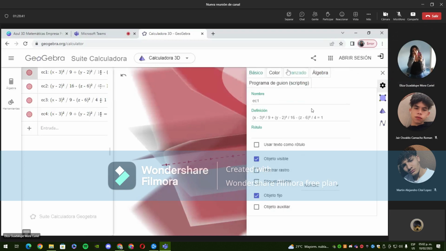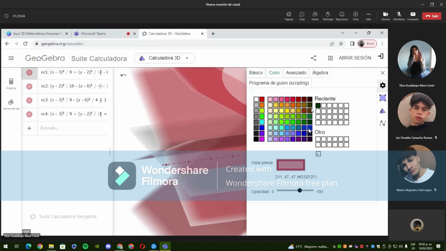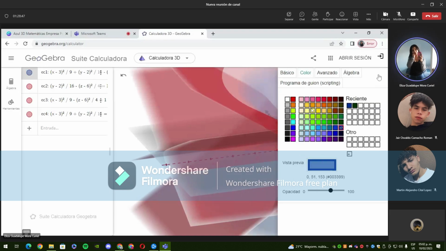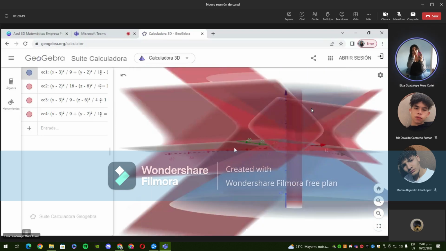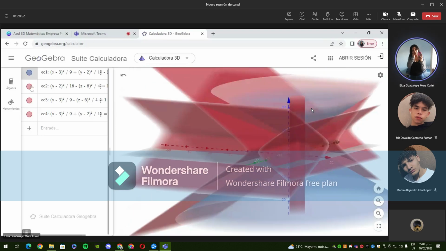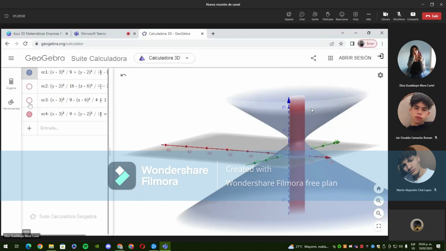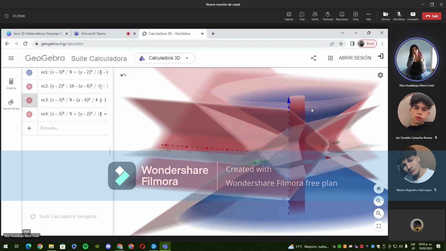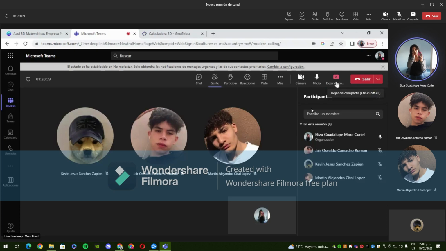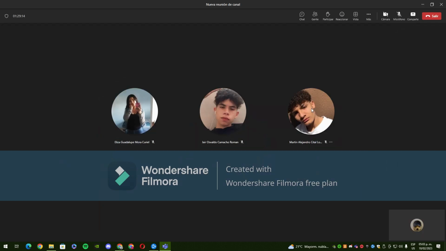To see the difference, let's change the color, and we have the hyperboloid in blue, and the different forms in red. Next, my partner Martín Cital is going to show you how to represent the curves of the same exercise. Okay, good afternoon, teacher.